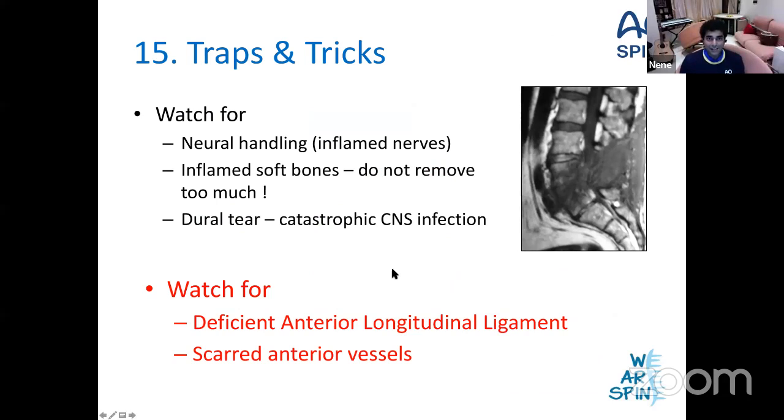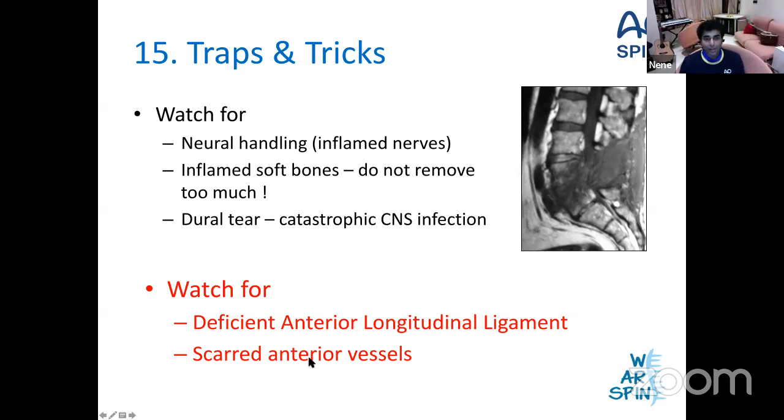And finally, tips and traps and tricks. So I'm at the fag end of my lecture, but this is the most exciting part, trust me. Remember that the nerves are sticky. There's inflamed soft tissue. Do not remove too much bone. Dura is likely to tear because the dura is stuck. And if you tear the dura, woe betide, because the infection is likely to invade the CNS, and then you're in deep, deep trouble. I've had a death in my practice of a post-operative meningitis because of surgery for infective discitis.